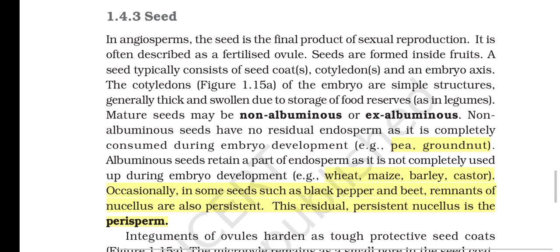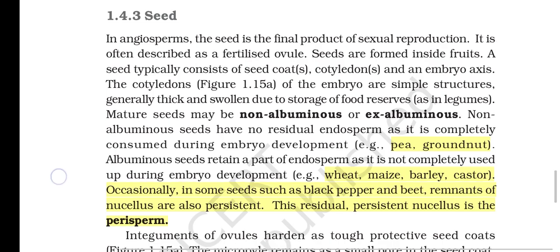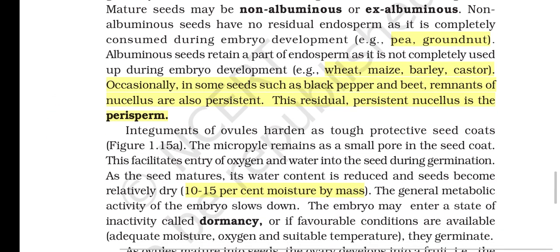Non-albuminous seeds have no residual endosperm as it is completely consumed during embryo development. Example, pea, groundnut. Albuminous seeds retain a part of endosperm as it is not completely used up during embryo development. Example, wheat, maize, barley, castor. Occasionally, in some seeds such as black pepper and beet, remnants of nucellus are also persistent. This residual persistent nucellus is the perisperm.